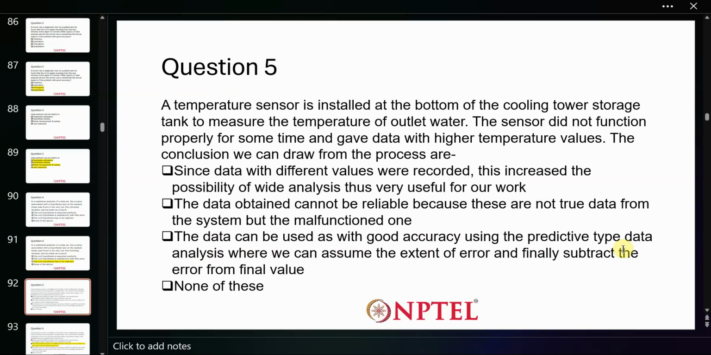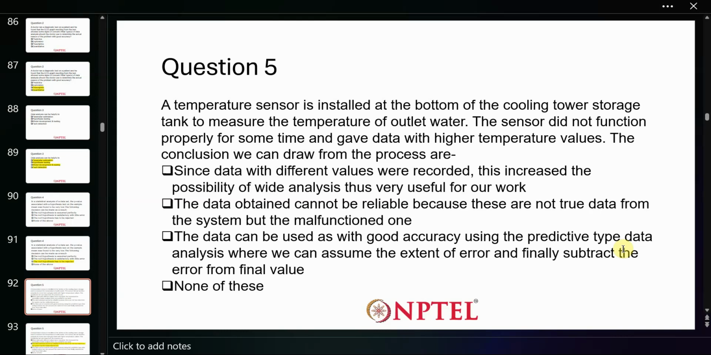A temperature sensor is installed at the bottom of the cooling tower storage tank to measure the temperature of the outlet water. The sensor did not function properly for some time and gave data with higher temperature values. The conclusions we can draw from the process are: since data with different values were recorded, this increased the possibility of wide analysis, thus very useful for our work. The data obtained cannot be reliable because there is no true data from the system but a malfunctioned one. Data can be used with good accuracy using predictive data analysis, where we can assume the extent of the data and finally subtract the errors from the final value.